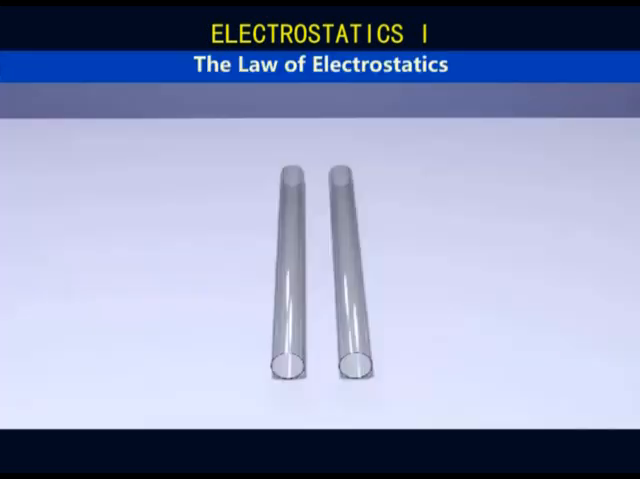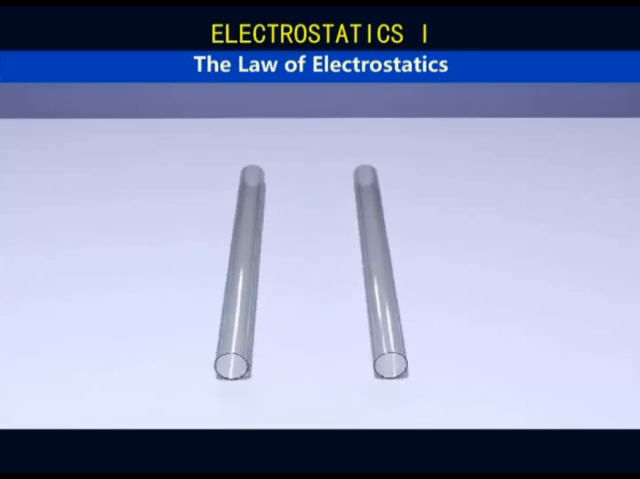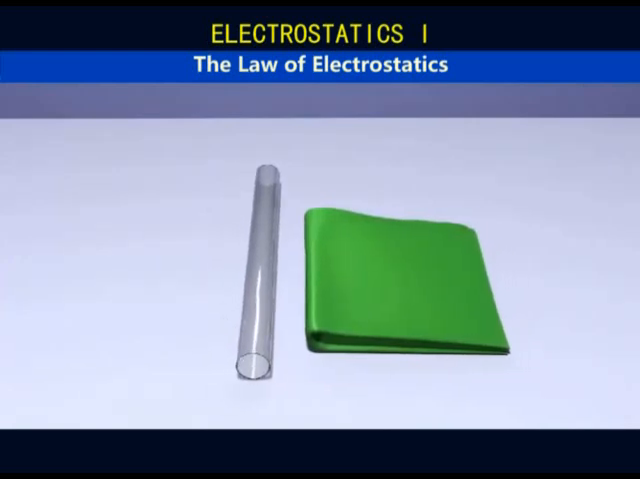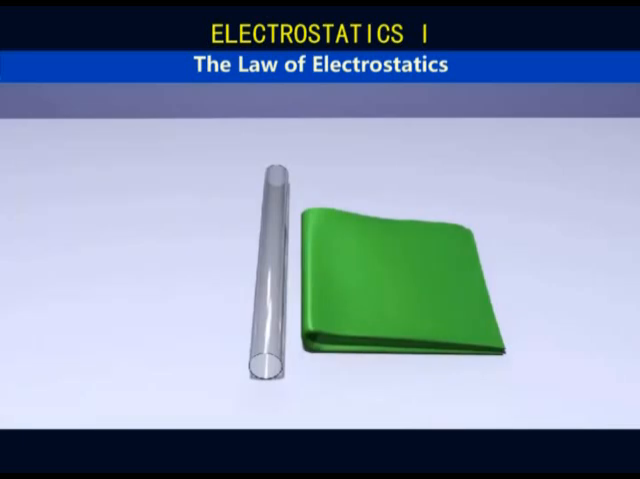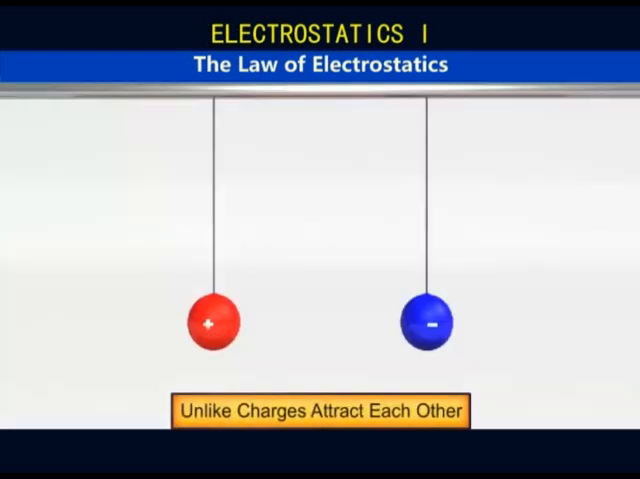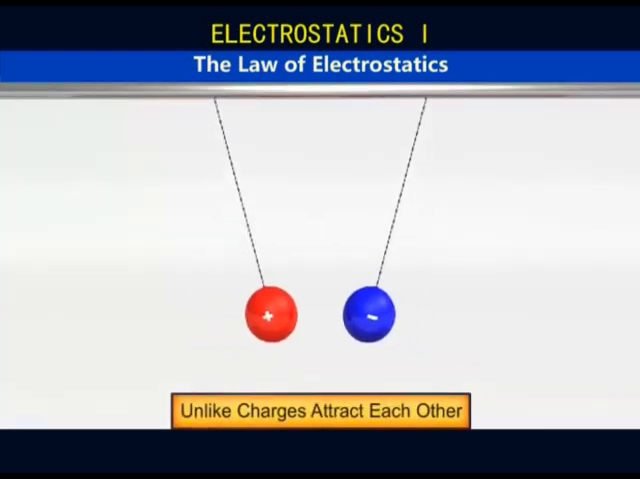When two positively charged glass rods were brought close together, they repelled. But when a positively charged glass rod and a negatively charged silk cloth were brought close together, they attracted. This is the basic law of electrostatics. Like charges repel, and unlike charges attract each other.